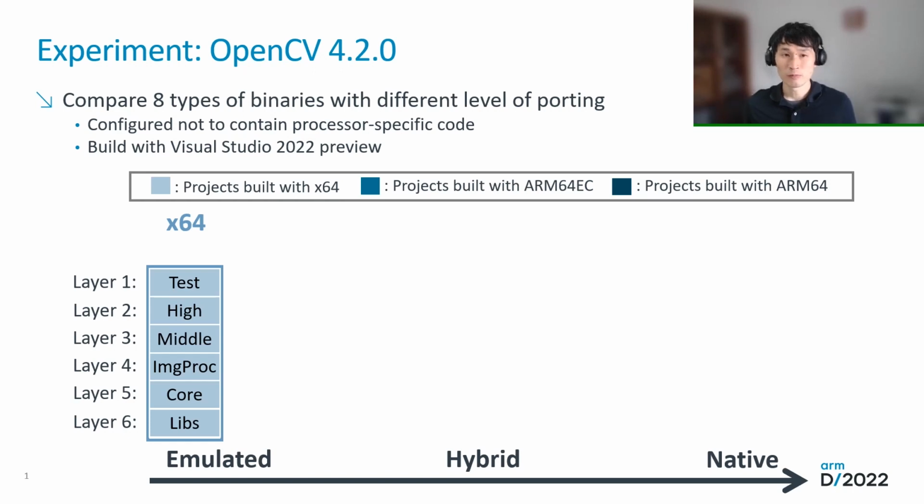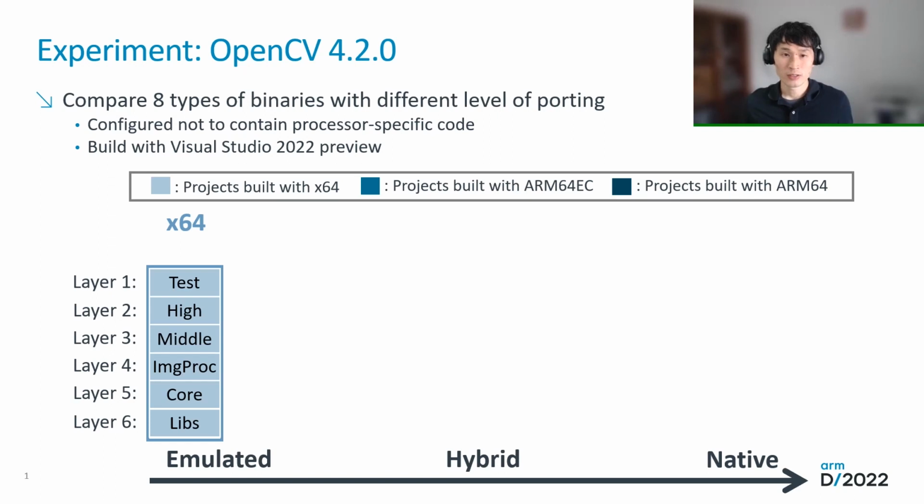This diagram briefly describes the OpenCV source code structure. Projects in Visual Studio correspond to these boxes. As explained, developers can choose to compile with Arm64EC or x64 on a project-by-project basis.